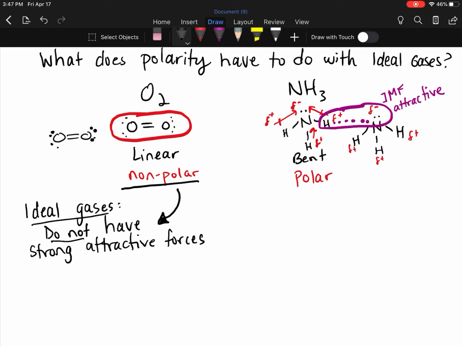Whereas polar gases will behave like real gases. So they do not follow the assumptions, okay? Because they're polar, they have attractive forces. And because they have attractive forces, they're going to get near each other. They're not going to bounce off each other and have more collisions, which affect ideal gas behavior. So they will not behave ideally because of that attractive force.